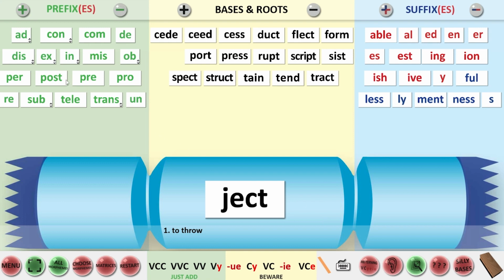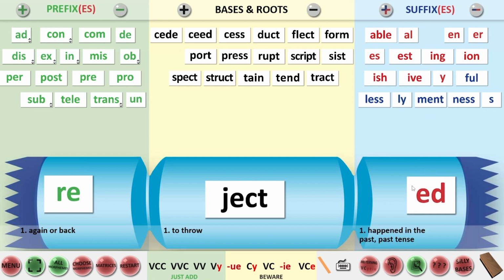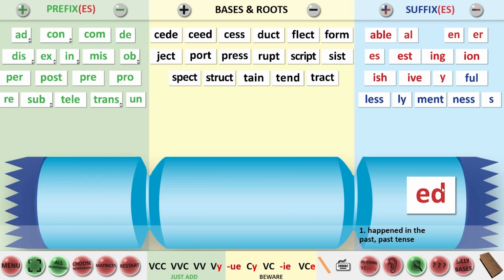So let's make the word rejected with the prefix re and the suffix ed. Rejected. So it means to throw back in the past tense. Now it's your turn. Have a little think at your end and see if you can identify the different morphemes in these words, and then I'll make them on the cracker for you.